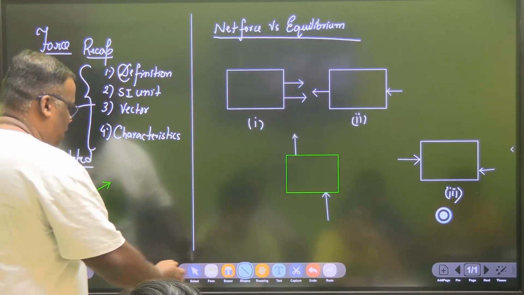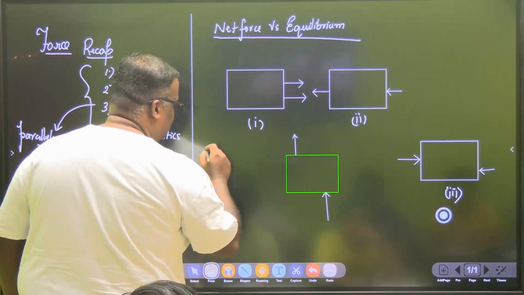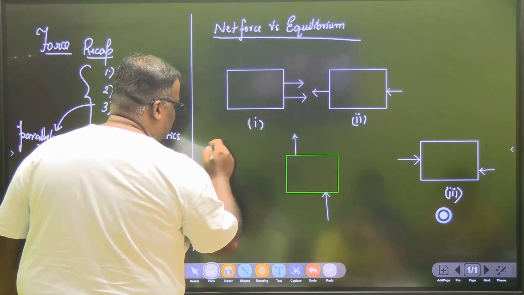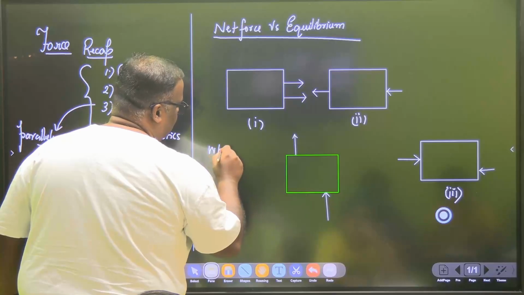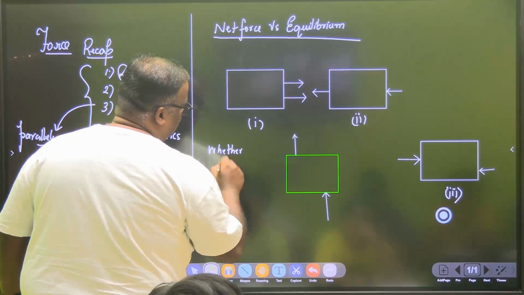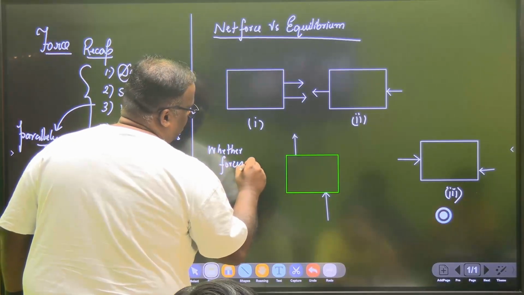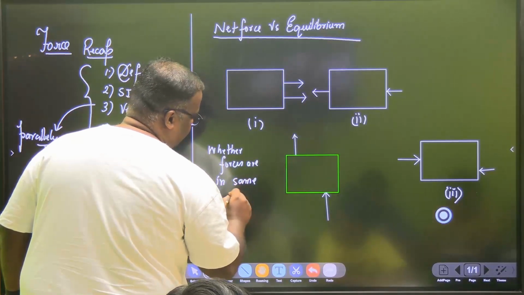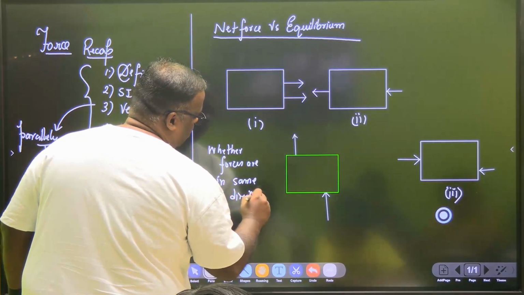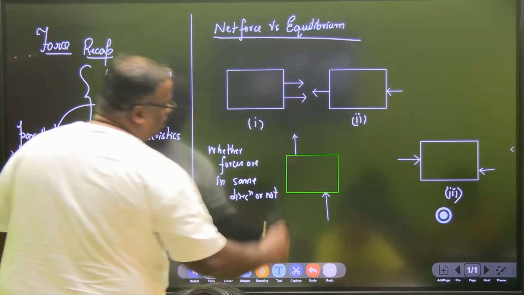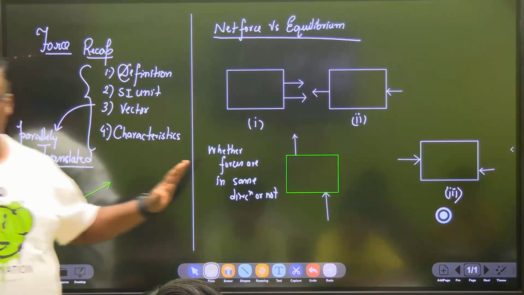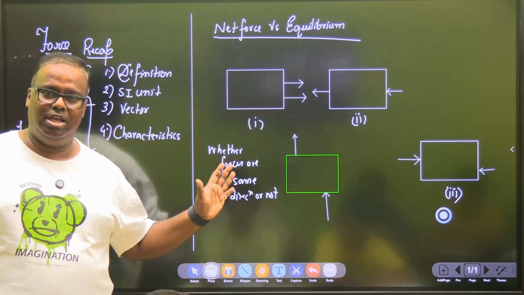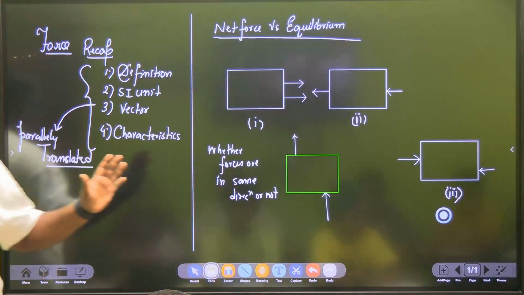So at this level, tell me, do you understand? Can I tick on something whether forces are in same direction or not? Can you actually analyze that? क्या आपका इतना intelligence आ गया है that you can find whether both the forces are in same direction, right?